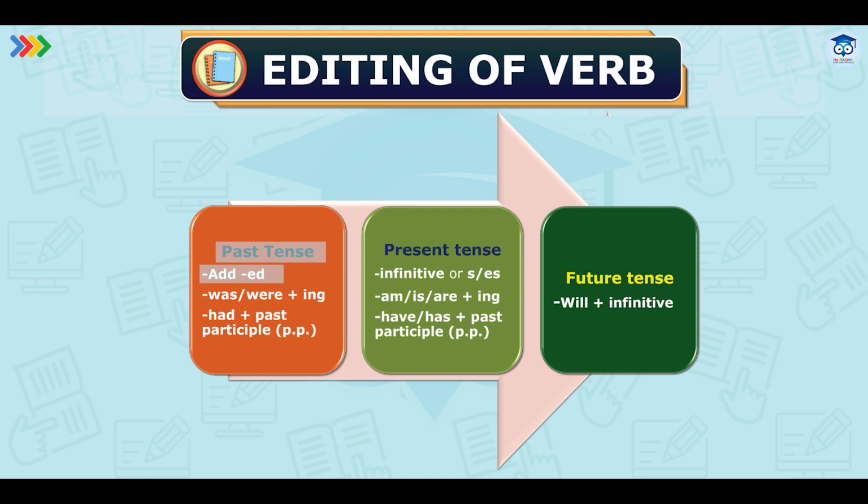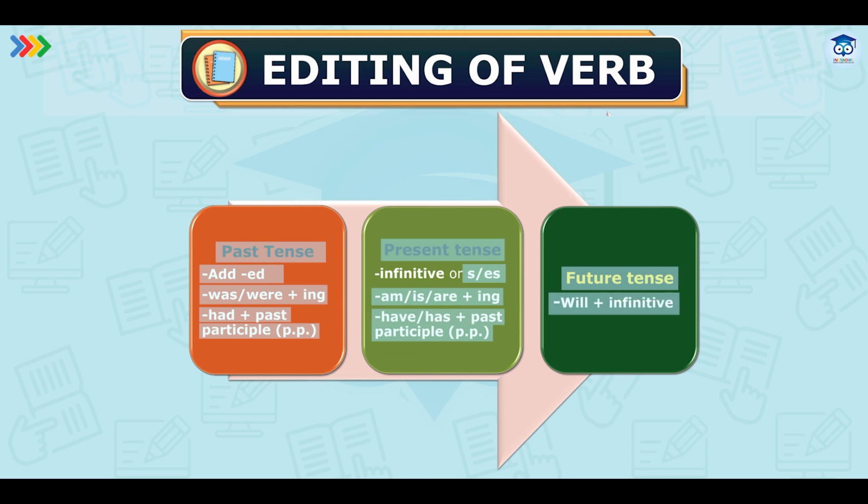Also, past continuous uses was or were plus verb with ing, and past perfect uses had plus past participle. In the present tense, verbs can be simple like walk or play, but for singular subjects we add s or es. For example, she walks. Present continuous uses am, is or are plus verb with ing, and present perfect uses have or has plus past participle. For future tense, the structure is simple. Will plus infinitive form of the verb, like will walk or will play.